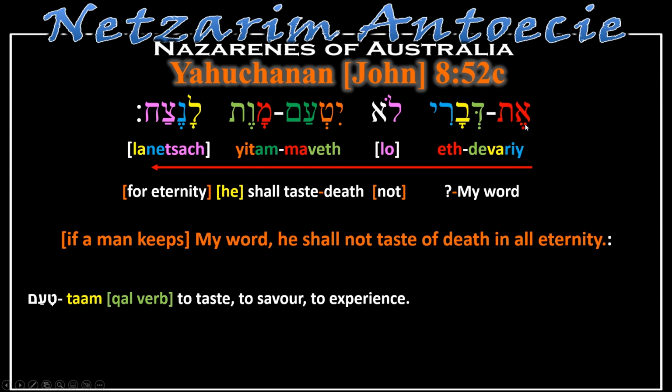And now we're in 52c. We go through the letters, and we read it. Et, which is the grammar marker. Devari, meaning my word. Lo, not. Yitam, he shall taste. And if we look down here, it is the Qal verb to taste, to savor, to experience. Then we have mavet, meaning death. La netzach, for eternity. So if a man keeps my word, he shall not taste of death in all eternity.